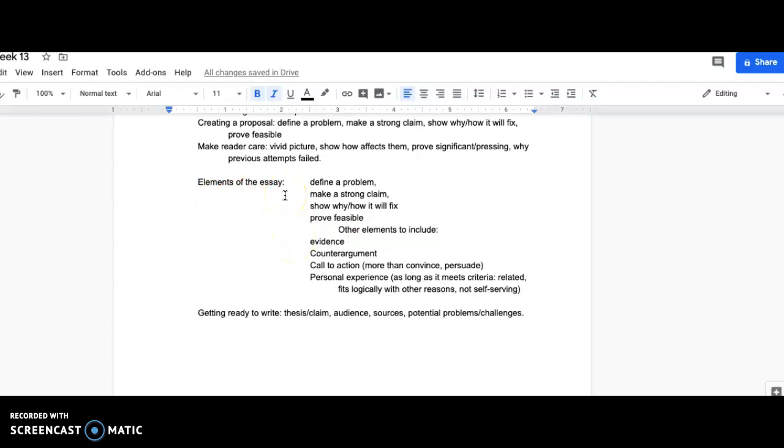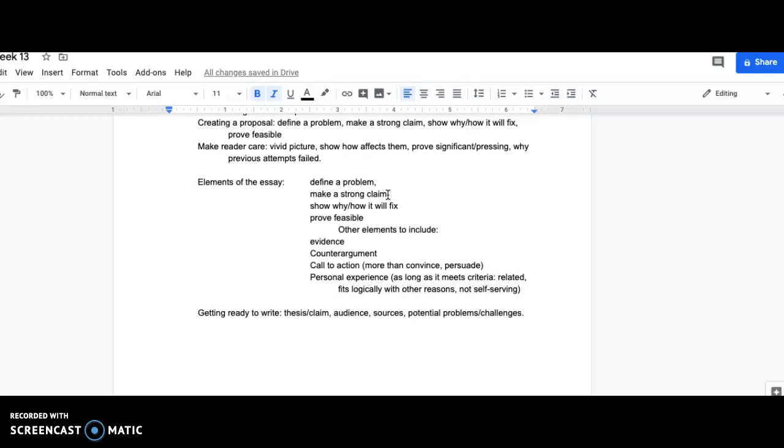So, what are the elements of the essay? Meaning components. What would you put in the essay? First, you have to define a problem. You have to make a strong claim. You have to be very concrete, very clear. Because of this, I'm recommending this, right?